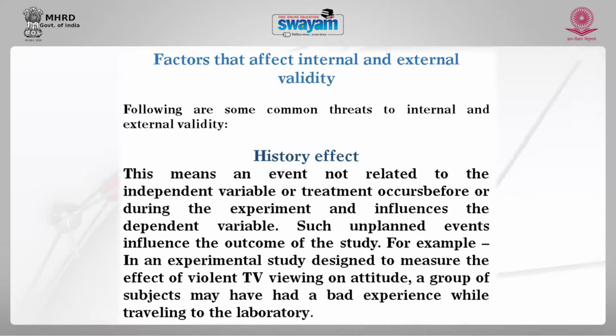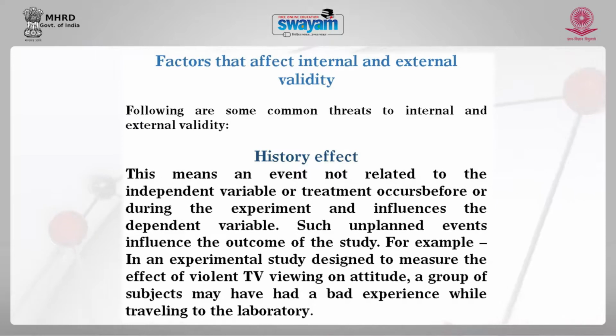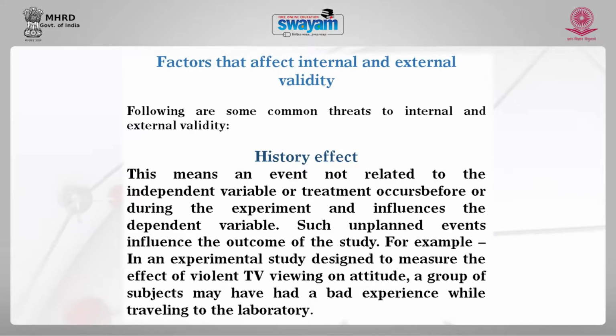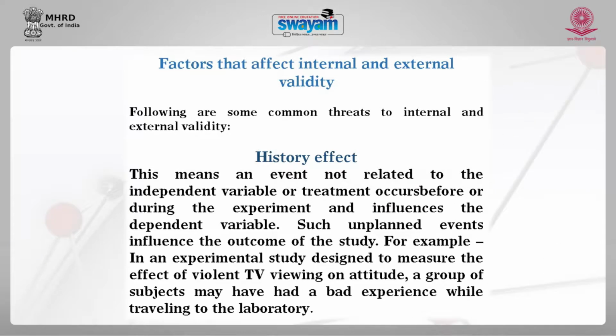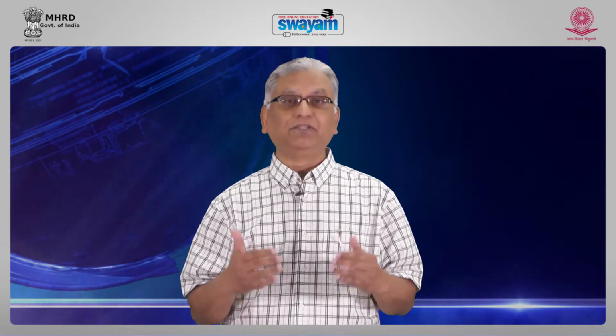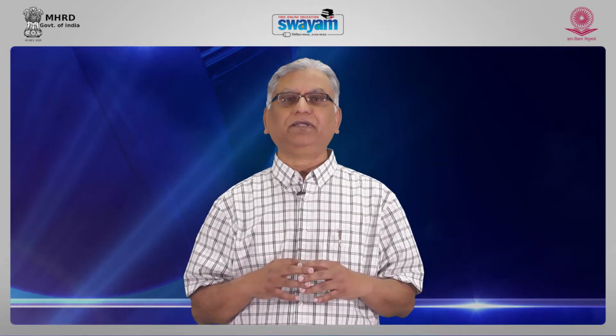For example, in an experimental study designed to measure the effect of violent TV viewing on attitude, a group of subjects may have had a bad experience while traveling to the laboratory. This may influence their response to the attitude statements. Such unplanned or unanticipated events are referred to as history threat. Generally, history effects occur in experiments conducted over a longer time.